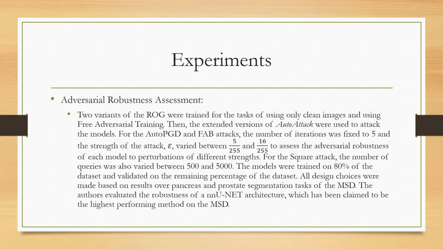The authors also stated that for the auto projected gradient descent, or PGD, and fast adaptive boundary attacks, they fixed the number of iterations to 5, and the strength of their attacks fluctuated between 5 out of 255 and 16 out of 255 in order to assess the robustness metrics of each model with respect to different strengths of perturbations. And for the square attack, the number of queries also fluctuated between 500 and 5,000. And the models were trained on 80% of the data set and were validated on the remaining 20%.